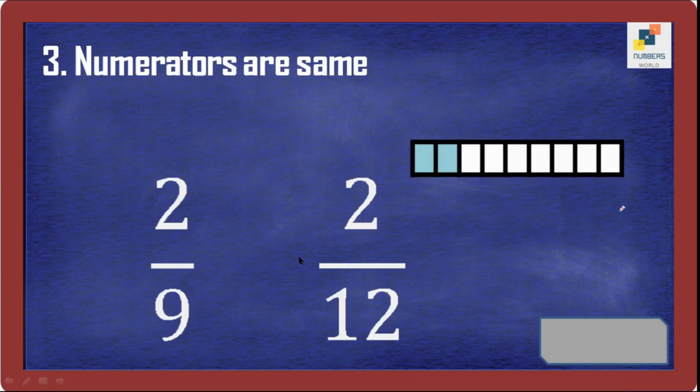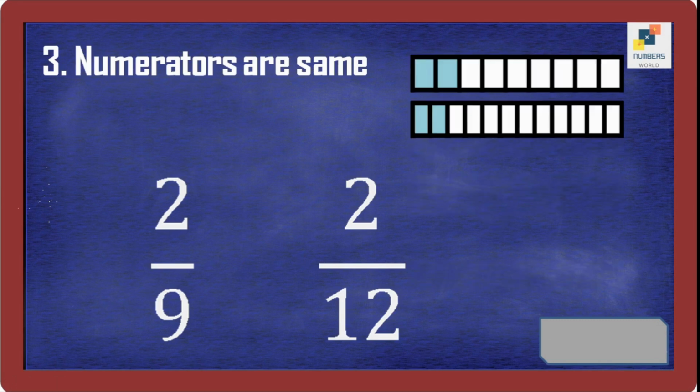So let's understand this concept with the help of figures. Here you have to make sure that both figures are of same size. The number of parts may vary according to our denominators. Like in the first fraction, the denominator is 9, so there are 9 parts. And in the second fraction, there are 12 parts, as 12 is our denominator. So in both the fractions, numerators are 2. So that's why 2 parts are colored in both shapes.